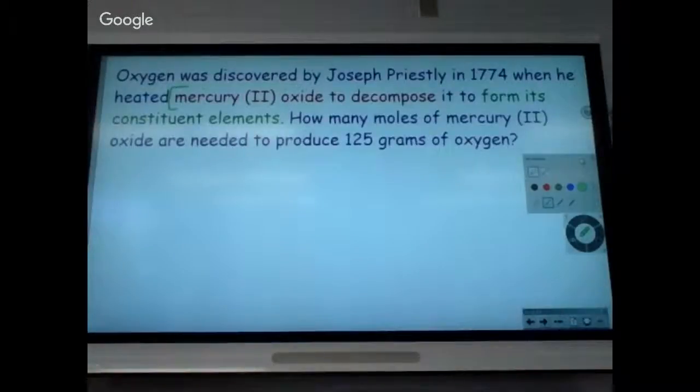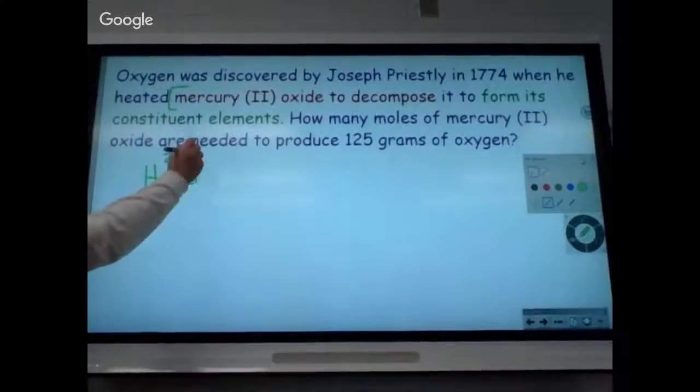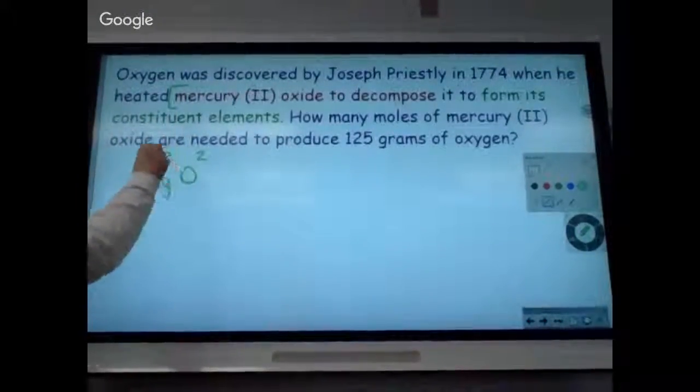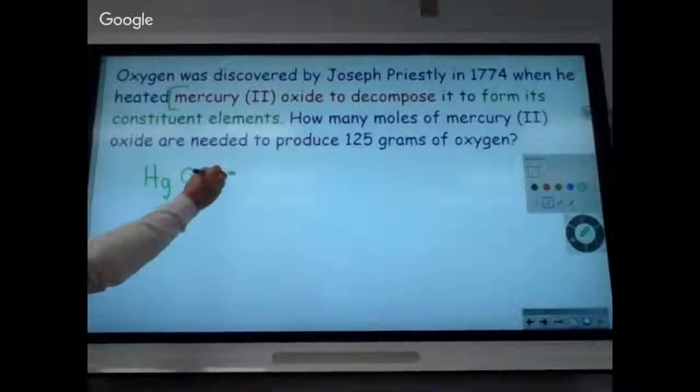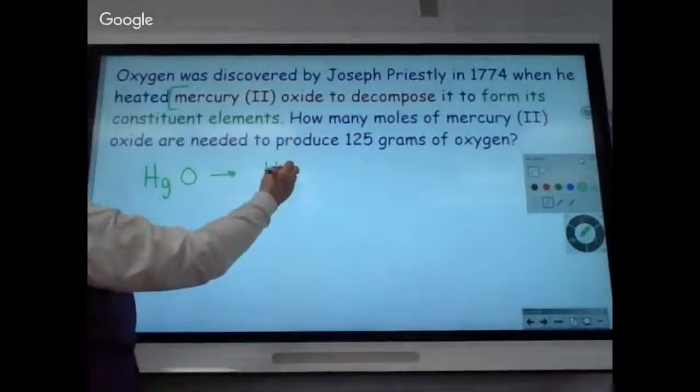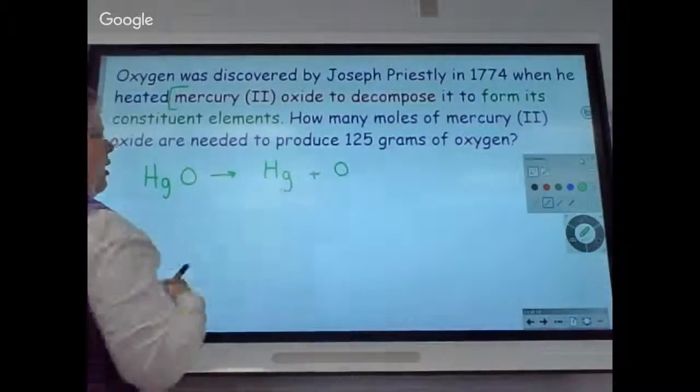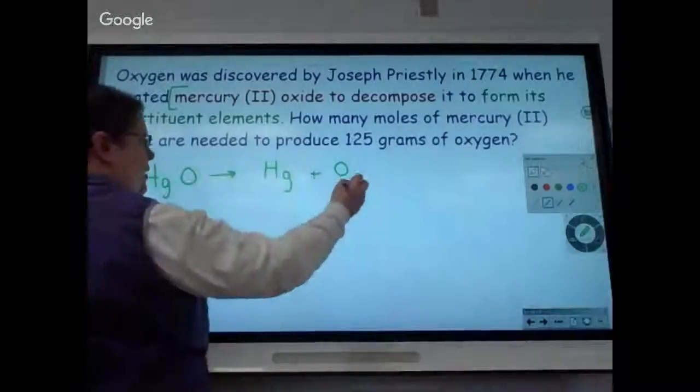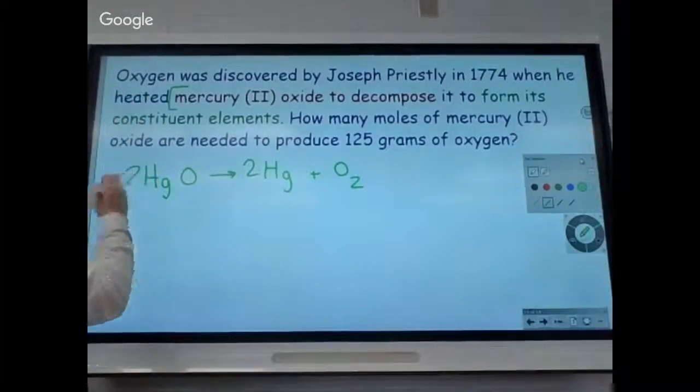All right, so how do we write this? What does it mean when I say mercury II oxide is formed from its constituent elements? What's the constituent element? Is it mercury and oxygen? That's exactly what it means. Mercury is Hg. Mercury has a 2 and oxygen has a 2, so they cancel out and we don't need those. Its constituent elements just means mercury and oxygen. Now, are either of them diatomic? Put a 2 on it. To balance it, we need 2s there and there.